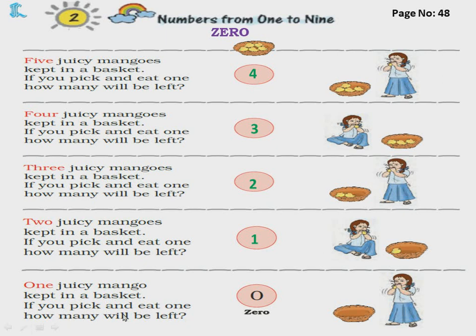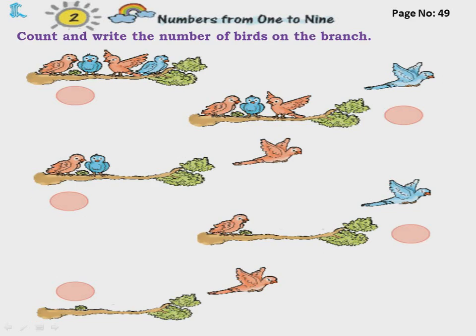1 juicy mango kept in a basket. If you pick and eat one, how many will be left? Now 1 is there. You ate that. Now how many are there? 0. Z-E-R-O, 0. Very good.